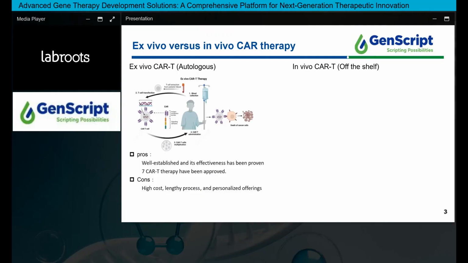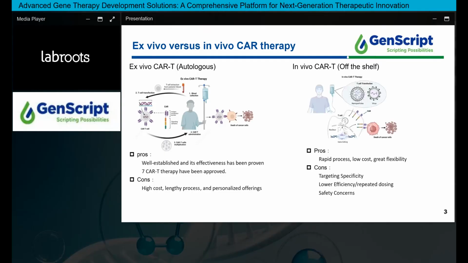The major advantage here is that this is an approved technology. Its efficacy is underscored by the fact that 7 ex vivo CAR T therapies are already approved on the market. However, the process is also incredibly resource intensive. It's costly, time consuming, and personalized. It presents significant challenges for scalable and broad, timely access.